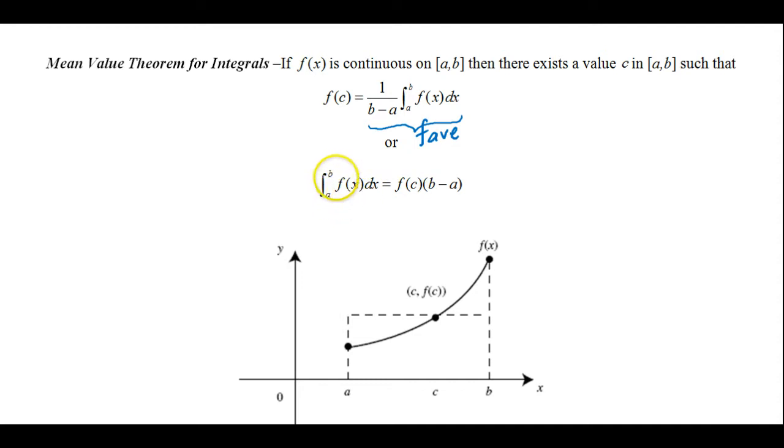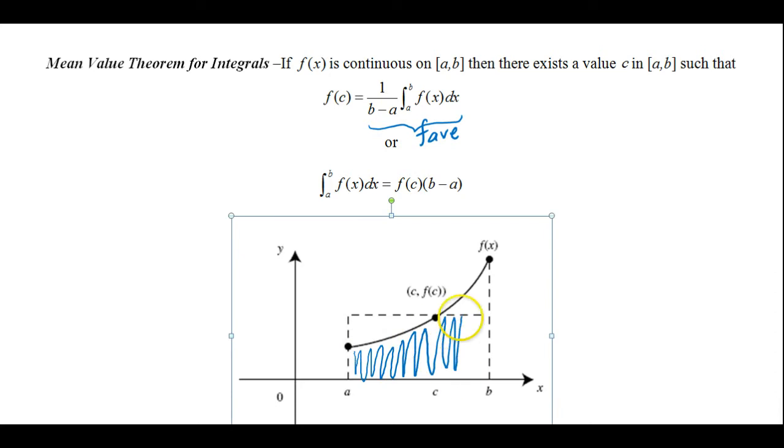Or again, another way to look at it, and this is the way we're going to focus on for just a second, is that the integral from a to b of f of x dx, so all of the area trapped between the curve f of x on the interval from a to b, is equivalent to f of c times b minus a. So let's look at what that means on a graph. So let's say here's my curve f of x, and I want to find the area from a to b under the curve f of x. So here's a, here's b. All of this area here is the integral from a to b of f of x.